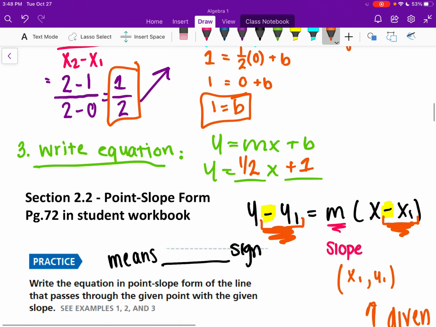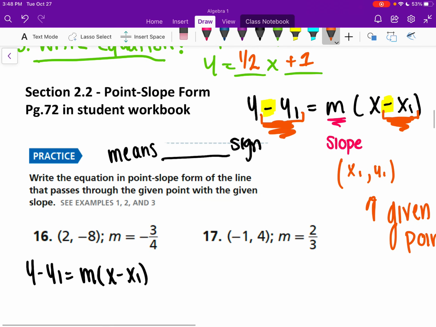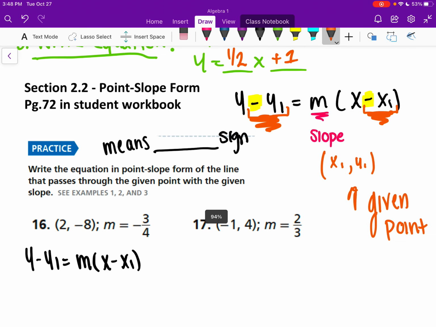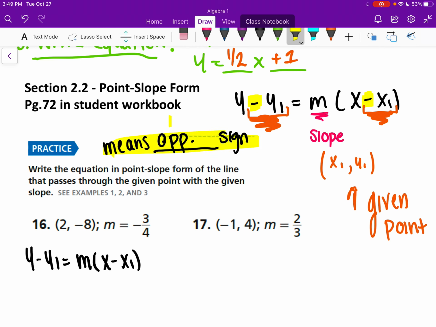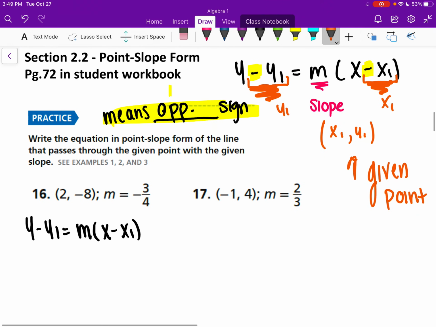Your next section was section 2.2, point slope form, where you are given a point and the slope, and that was y minus y1 equals m times x minus x1, where this minus sign means opposite sign, and I've got that highlighted in yellow. That minus means the opposite of the y1 and x1 that's given to you, and m represents the slope. So let's practice here with number 16.